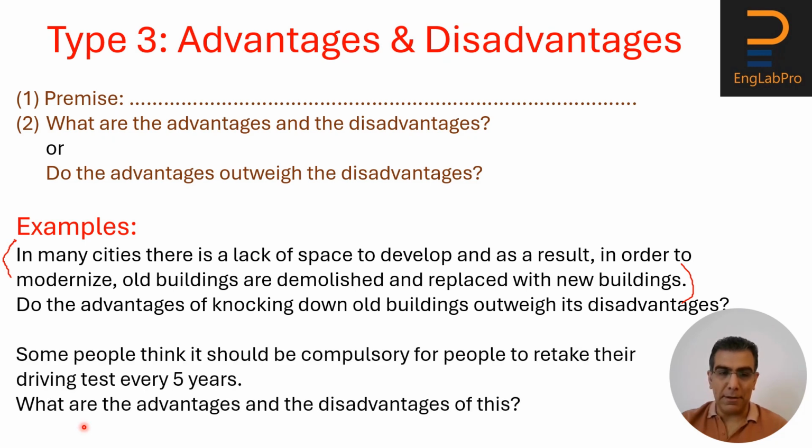Let's take a look at another example. Some people think it should be compulsory for people to retake their driving test every 5 years. Compulsory means it should be a must. It should be obligatory. What are the advantages and disadvantages of this? Again, from the beginning, some people up to 5 years is the premise, and then we have the question.